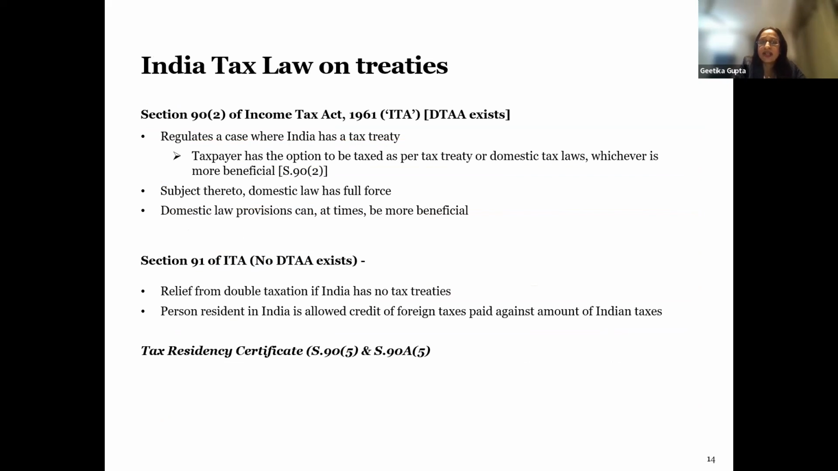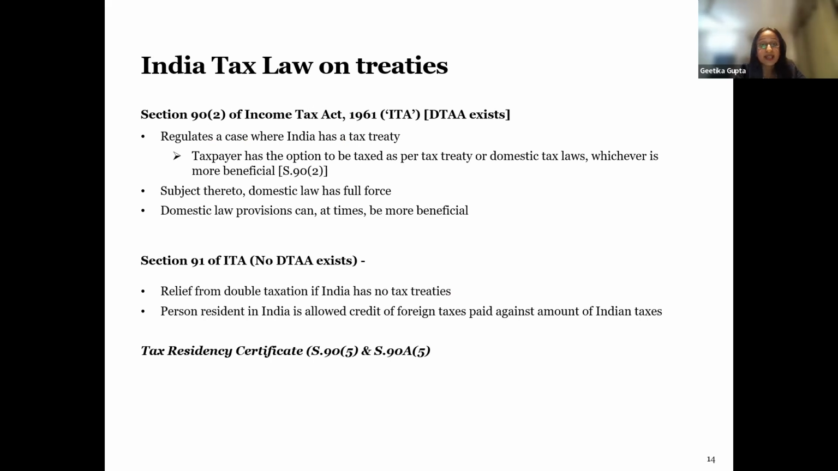Now I will just relate to the Indian tax law on treaties. Section 90 of the tax law says that where there is a treaty with a country, section 90 applies, and it says that the taxpayer has the option either to be taxed as per the treaty or the domestic tax law, which is more beneficial.